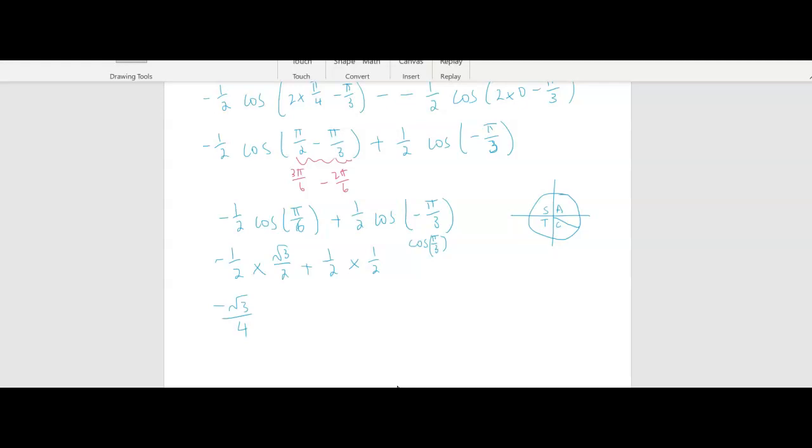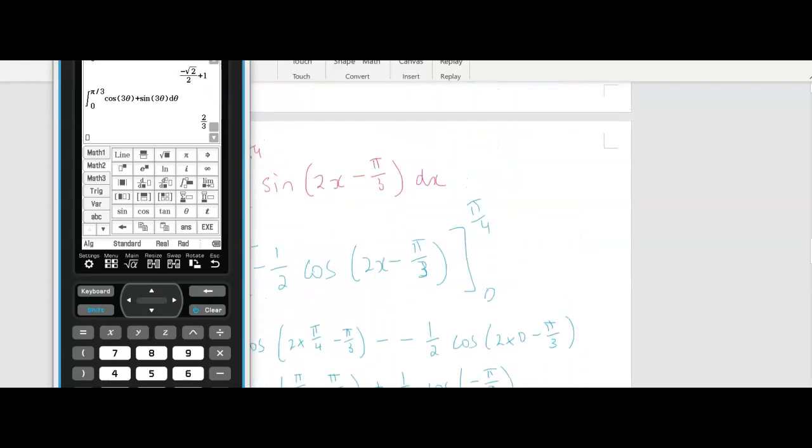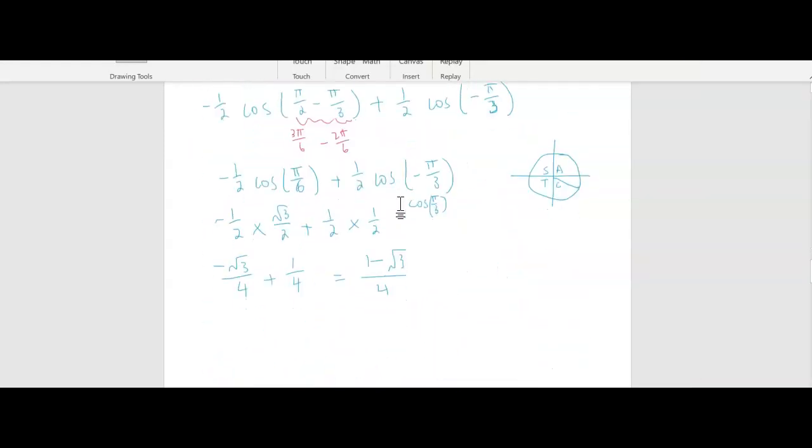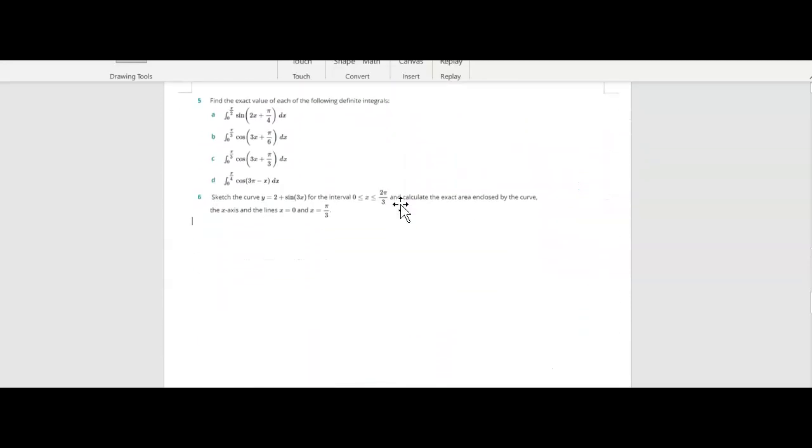So we're going to have negative root 3 on 4. When you're multiplying fractions, you multiply your numerators and multiply your denominators. And then we're going to have plus 1/4, and you can put them on the same denominator. All right, let's just do this one on the calculator as well. I like to just check it, so you can skip ahead if you like. 0 to pi on 4, sine 2x minus pi on 3, dx. You can see they've just separated the fractions, but we put everything over the same denominator, so same thing. All right, let's move on to question 5.